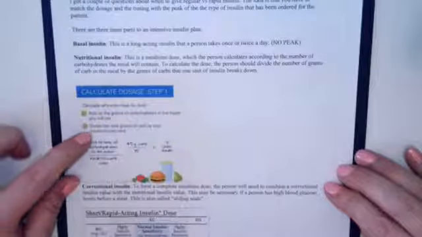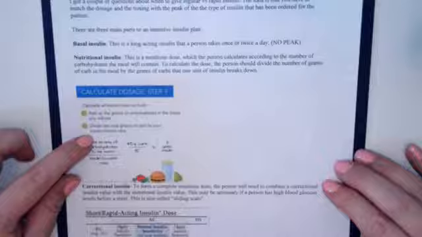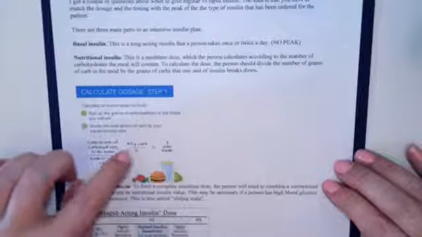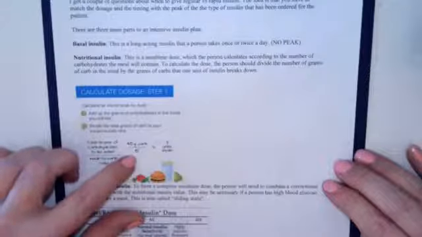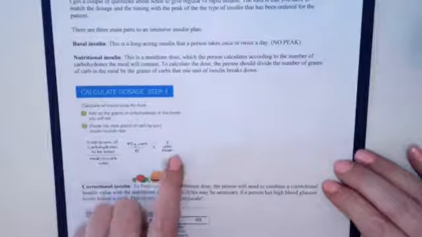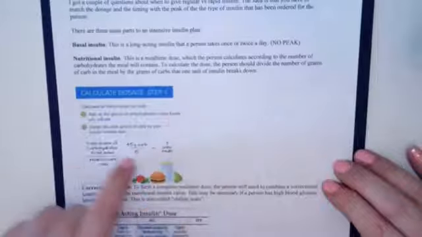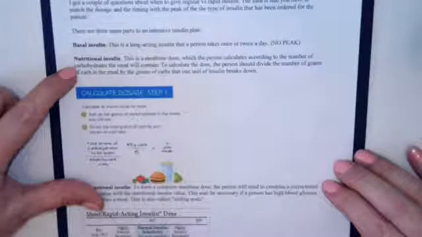So you take the total grams of carbohydrate divided by their carb ratio. So 15 carbs per 1 unit of insulin, and they have 45 carbs in their meal. You divide that by the 15, and then you get 3 units of insulin would be given to cover that carbohydrate intake. So that's their nutritional insulin.